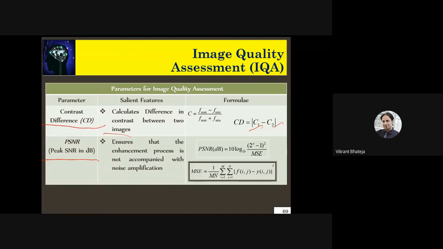Now, how are you calculating this contrast? For calculating this contrast, you have this basic formula: contrast is equal to Fmax minus Fmin upon Fmax plus Fmin. That means you are taking the highest pixel value, subtracting the lowest pixel value, then dividing by the highest pixel value plus the lowest pixel value. This is how you take the contrast of your original image and enhanced image, and you subtract to get the contrast difference. So the higher the value, the better the enhancement.